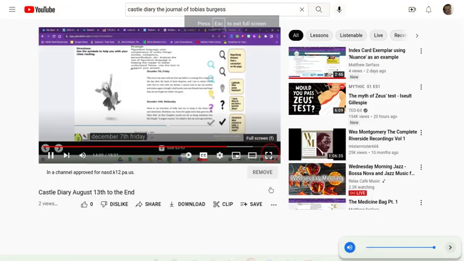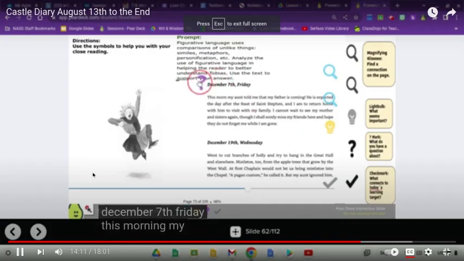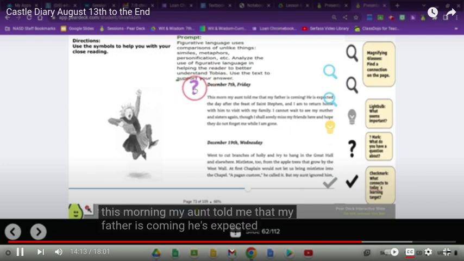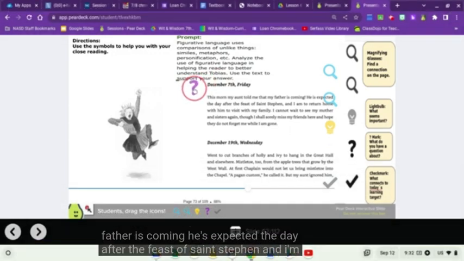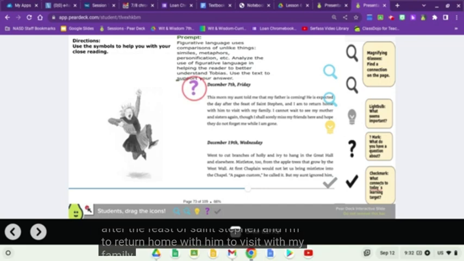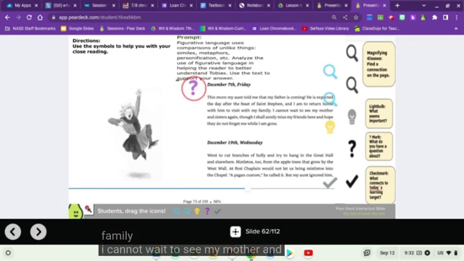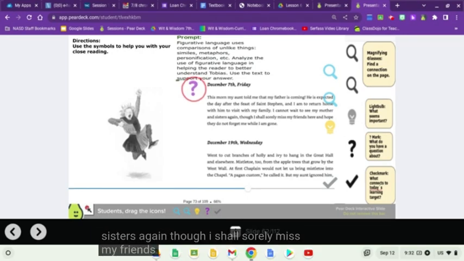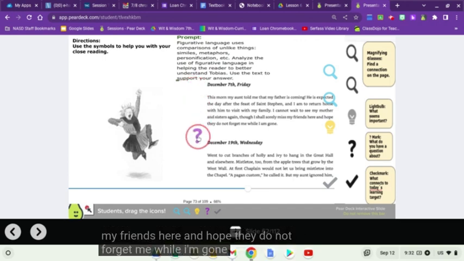December 7th, Friday. Slide 62. This morn my aunt told me that my father is coming. He's expected the day after the feast of St. Stephen, and I'm to return home with him to visit with my family. I cannot wait to see my mother and sisters again, though I shall sorely miss my friends here and hope they do not forget me while I'm gone.